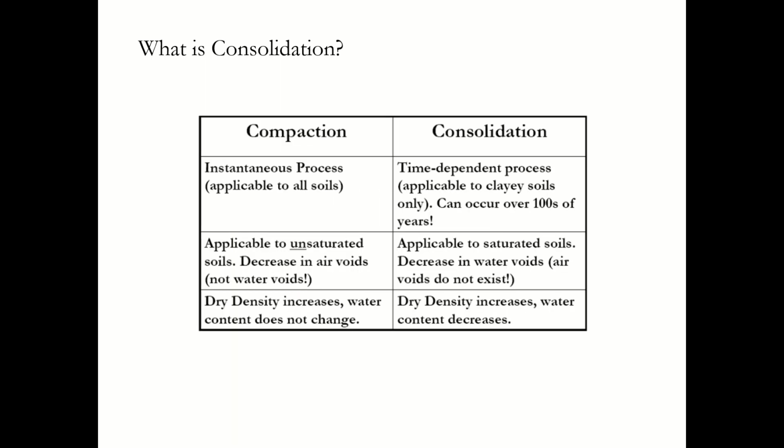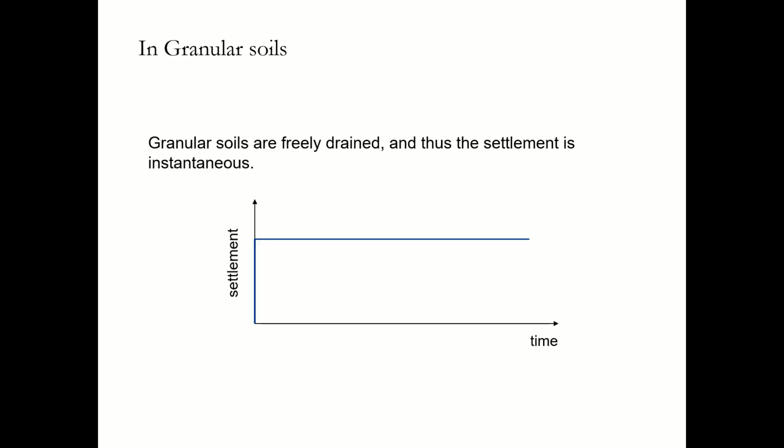Previously, you have performed the compaction test. The difference between compaction and consolidation is that compaction is an instantaneous process and consolidation is a time-dependent process. And consolidation is applicable for saturated clay soil only. Basically, in compaction, air voids decrease and in consolidation, water voids decrease.